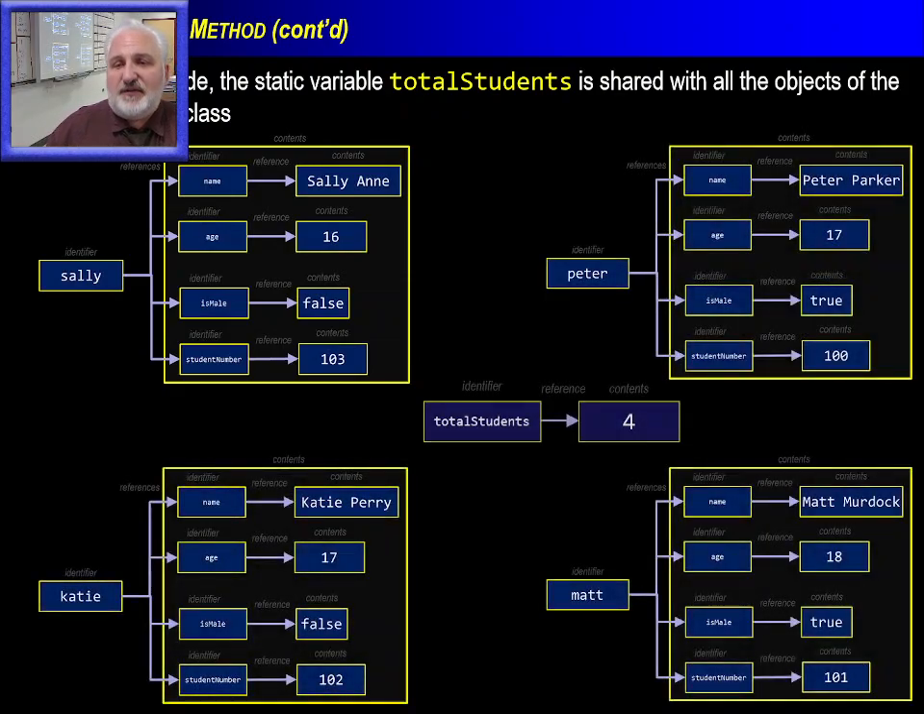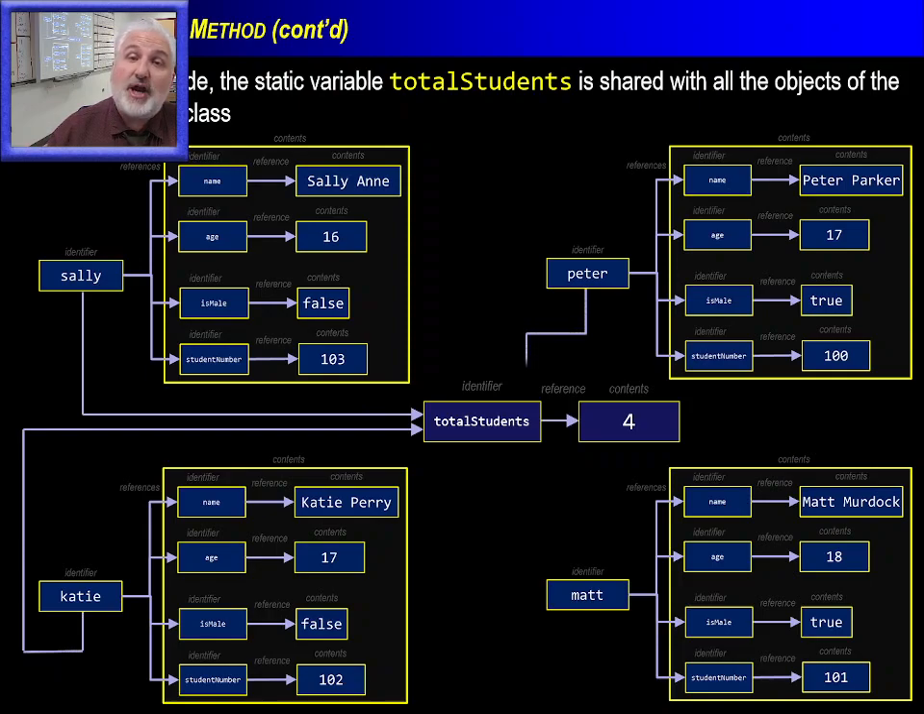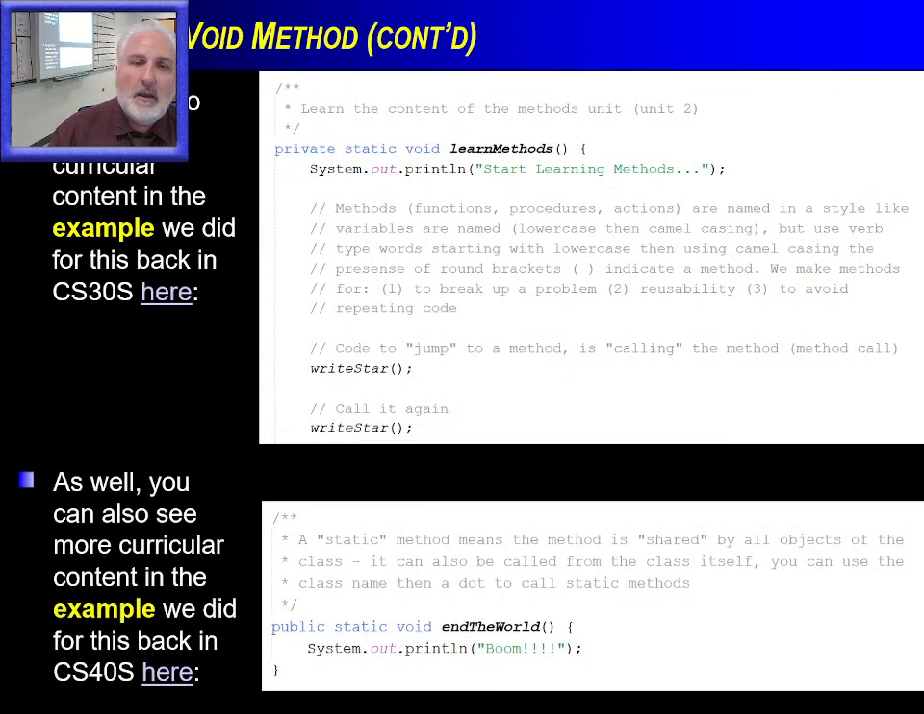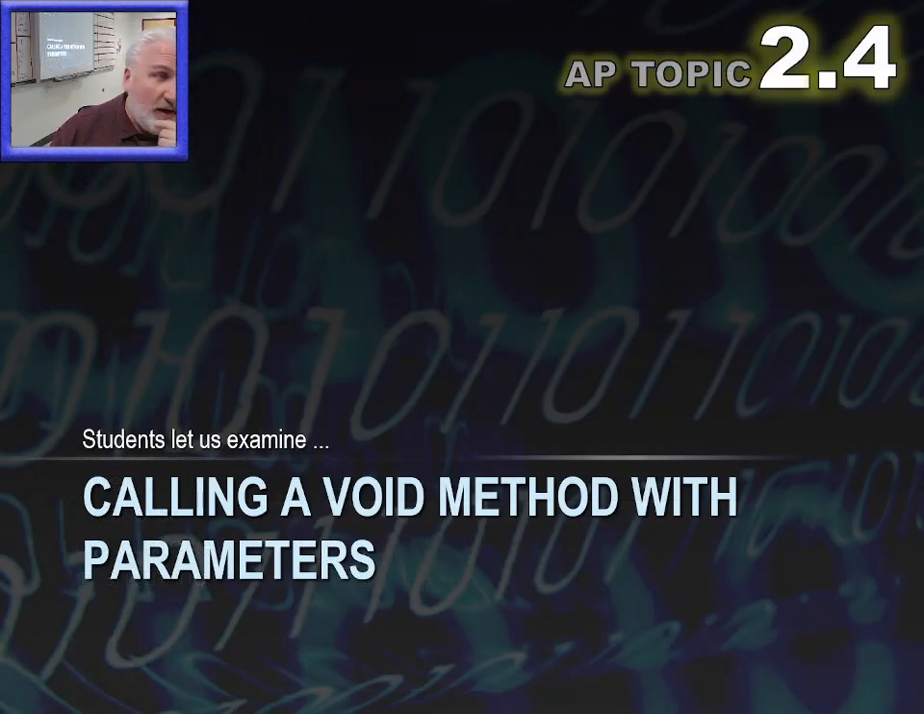You can also see in this visual how the static variable total students is shared by all the objects, right? Each object has their own individual name, age, etc., but they all share the variable total students because it was defined as a static variable. That was done both in the 30S course, a little bit about methods, and in the 40S course, specifically about things like static. All right.